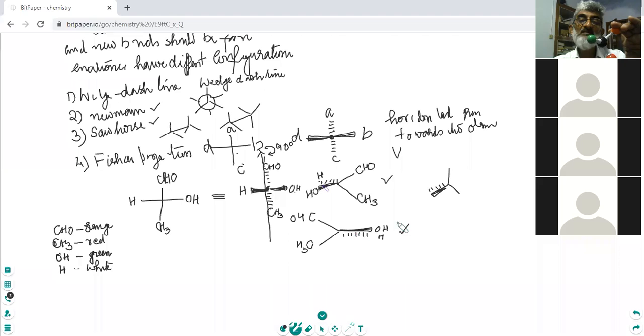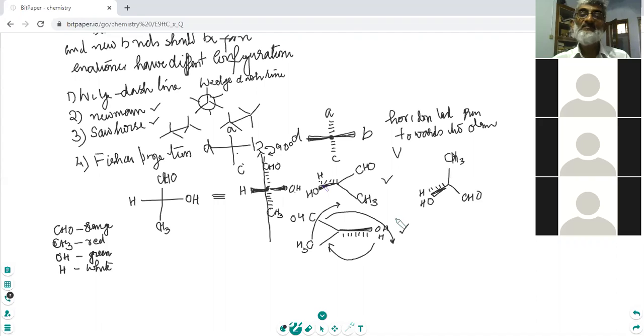So now I can just make this into this form. I have the OH here, H here. What should I do? I just have to rotate this over here, this over here, and this over here. So the CHO will come here. OH will come here, and not OH, CH3. CH3 will come here on the top, and H and OH will be here. So this is how you convert a Fischer projection into this. So this is the same as this. This is the same as this.